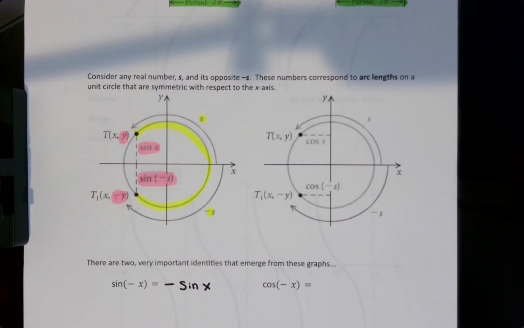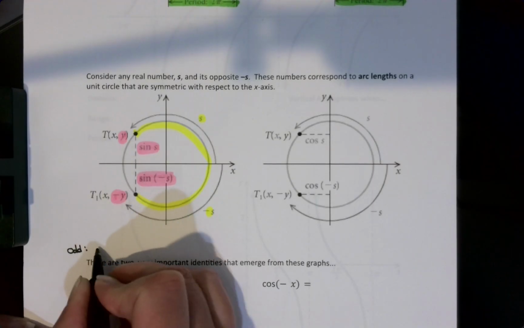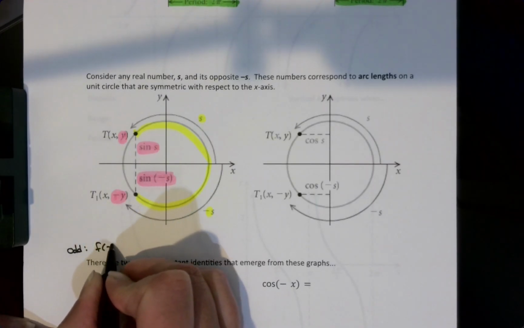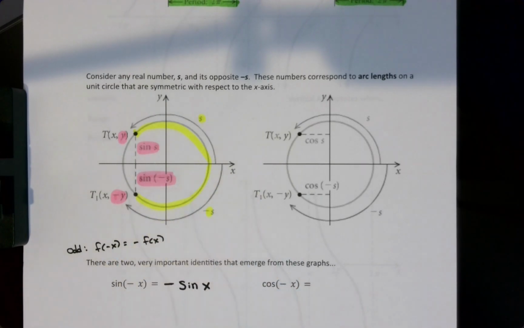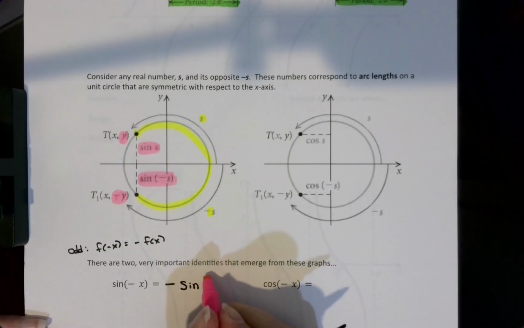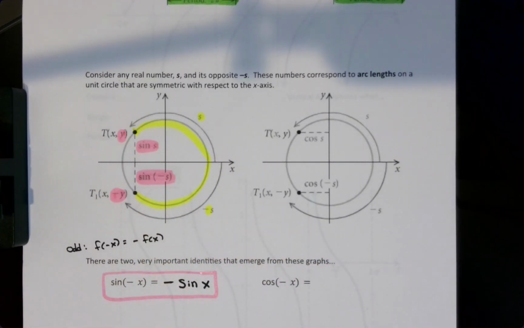Okay, that is another way of saying that the function is odd. We already said that the sine function was odd. Remember the definition for odd was that f of -x is equal to negative f of x. So again, we're just seeing that principle of odd functions right here with the sine of x function.